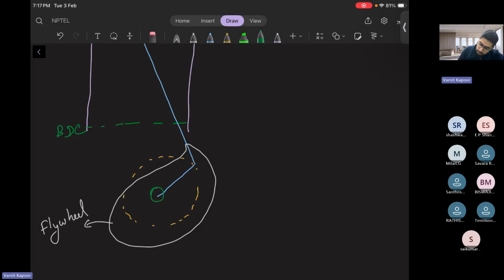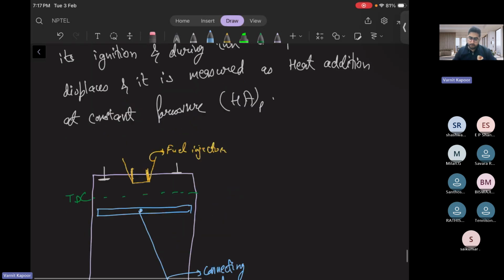Okay, and this is your crankshaft. This is your connecting rod, and this is your crank rod. Okay, and these are your inlet and exhaust valve, IV, EV.